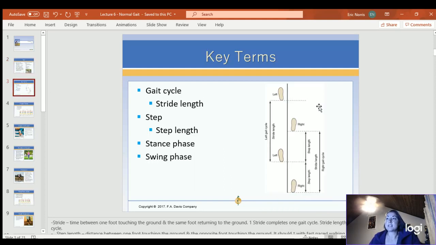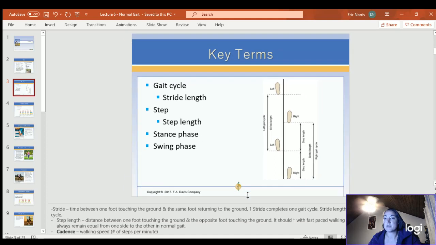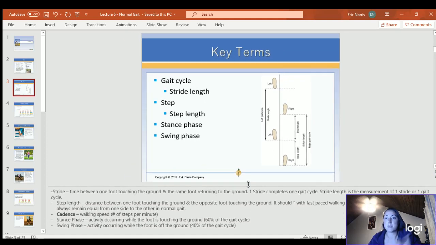Gait cycle, stride length, step length, we've covered already, but I'll just give you a quick reminder of what each of those are, and you have the definitions on here as well as the former PowerPoint lecture. So your stride is the time between one foot touching the ground or from any point of the gait cycle, and then that same foot reaching that same point of the gait cycle. So if you're doing heel strike, it would be from the moment the right foot reaches heel strike until the moment the right foot reaches heel strike again. So one stride completes one full gait cycle. And so the measurement of a stride length would be also the measurement of one full gait cycle.